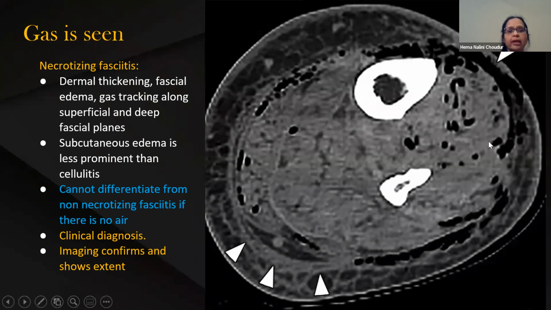But go back to a scenario where there is no gas. If there is no gas, you cannot rule out necrotizing fasciitis. It's a clinical diagnosis. So whenever you see a scenario like this without gas, we cannot say that necrotizing fasciitis can be ruled out. You'll have to put that gas is not seen. So we can't rule out necrotizing fasciitis, and clinical correlation is necessary.